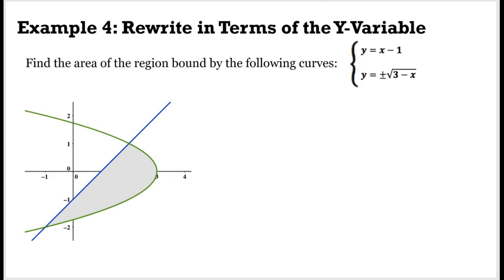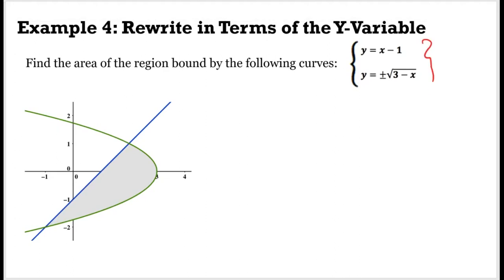But first, let's solve it in terms of the x variable, just to see the choices and decisions we have to make, and then we'll see how changing it to the y variable will benefit us and that we'll get the same answer both times. So it says find the area of the region bound by the following curves.